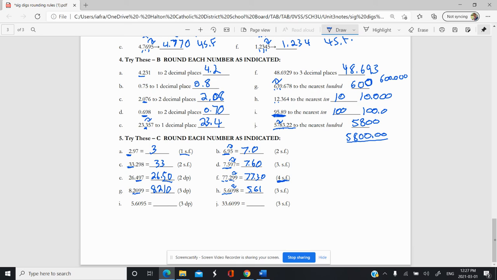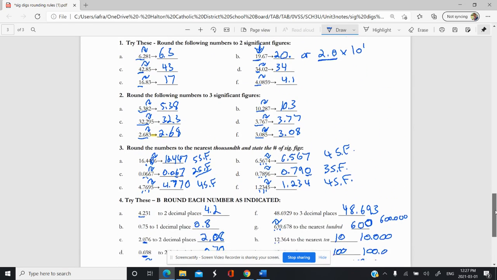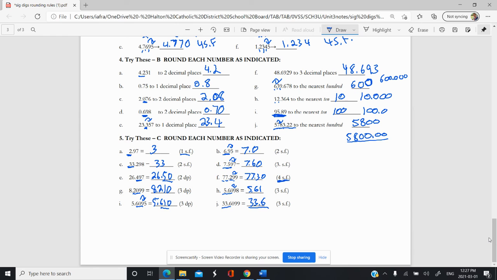3 decimal places up to here, and it looks like I'm rounding up. So 5.610, and that is 3 decimal places, but 4 significant figures. 3 significant figures here, so 3, 3, and 6. Looks like I'm rounding down, so 33.6. And that would be 3 significant figures, or 1 decimal place. And so that is this worksheet on rounding based on parameters given to you, not so much based on questions with scenarios.